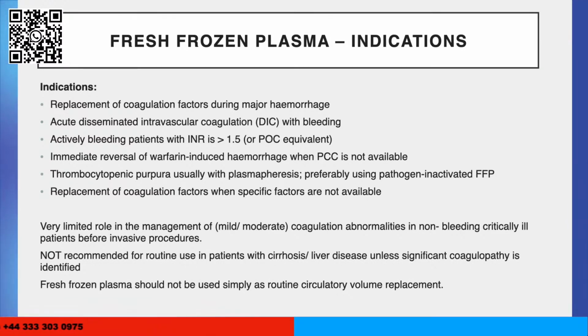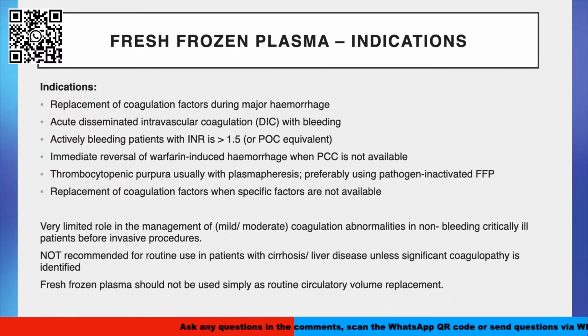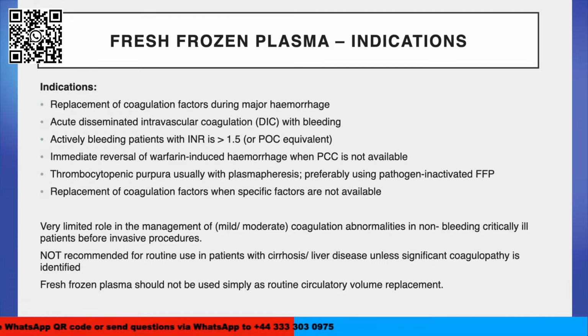Indications for transfusion of FFP include to replace clotting factors during major hemorrhage, particularly in trauma or obstetrics, acute disseminated intravascular coagulation with bleeding, actively bleeding patients where their INR is greater than 1.5 or an equivalent point of care testing, immediate reversal of warfarin-induced hemorrhage where prothrombin concentrate is unavailable, thrombocytopenic purpura with plasmapheresis, replacement of coagulation factors if specific factors are not available.